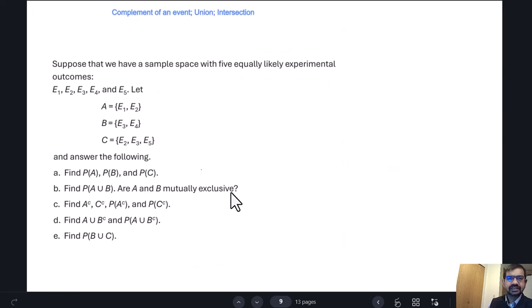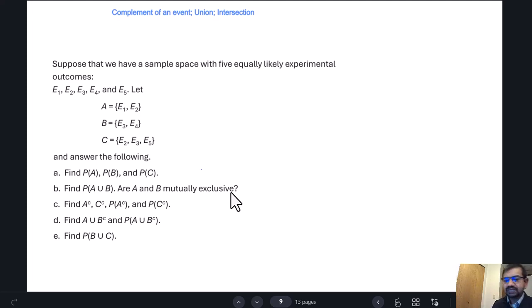This problem is a bit more interesting because we are now expanding our vocabulary to introduce 3 new terms. One is complement of an event, then union of 2 events, and intersection of 2 events. So here we have a sample space with 5 equally likely experiments. Again, we are saying that each of these can happen with the probability 1/5. So this would be our classic probability. Let A be the experiment where either we have event 1 or event 2. Let B be the set where we have event 3 or event 4, and C be the set where we have event 2, 3, or 5.